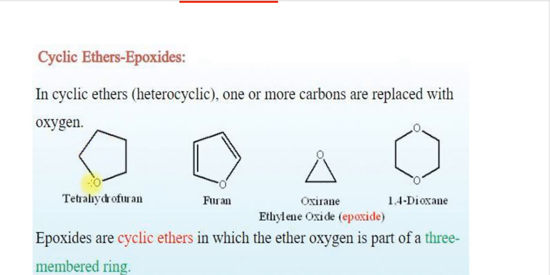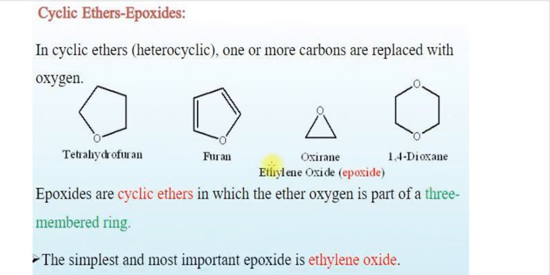Here you can see an oxygen is there, and it is named tetrahydrofuran, and this is furan, and this is oxirane. It is very important. This is ethylene oxide, and this is the simplest cyclic ether, having the particular name epoxide and also several other properties. Epoxide is also called oxirane. It is the simplest cyclic ether, that is ethylene oxide. And the other is 1,4-dioxane, in which two oxygen atoms are present in the ring.